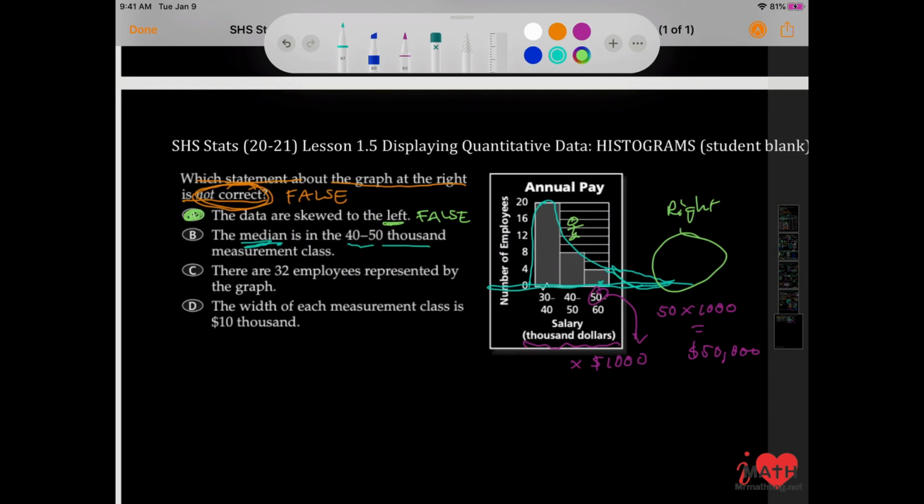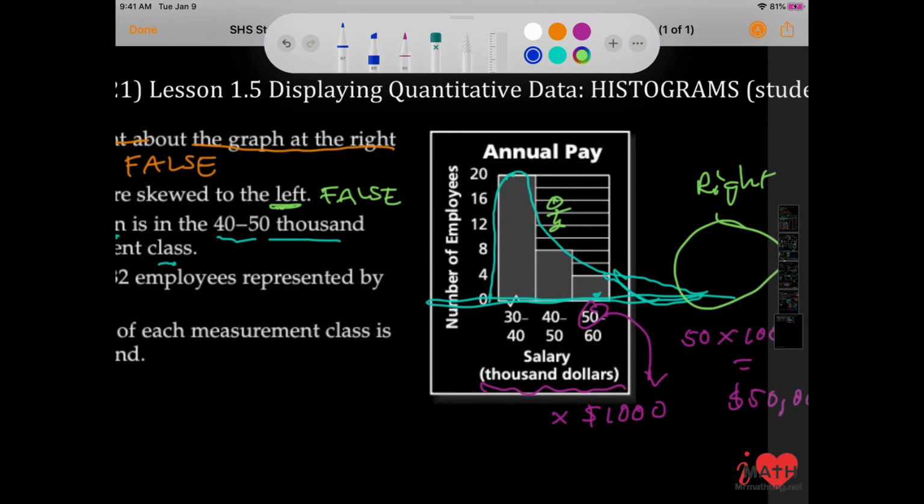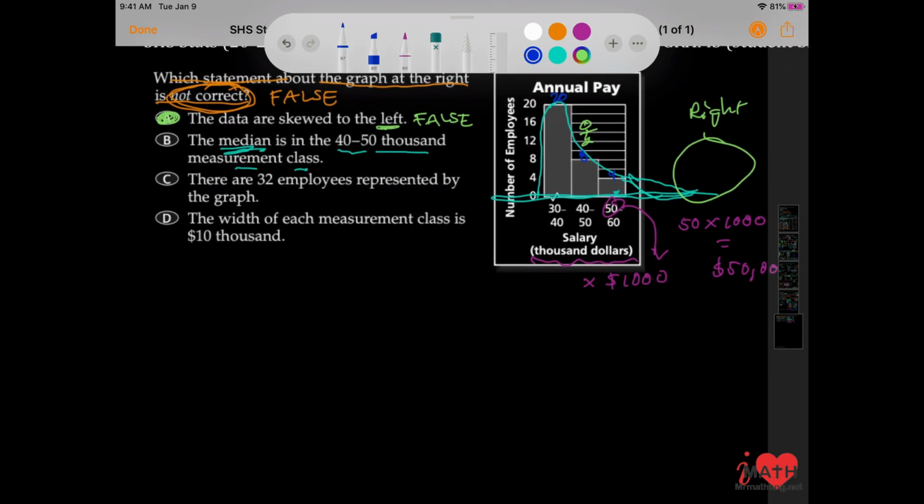The median is in the 40 to 50,000 measurement class. Okay, so again, let's count up how many employees we got. I got 20, I got 8, and I got 4. So I got 32 employees. Okay, this is an even number. Okay, so watch. 16 and 16, correct? So this represents employees 1 to 16, and this represents employees 17 to 32. Okay, that represents 32 employees.